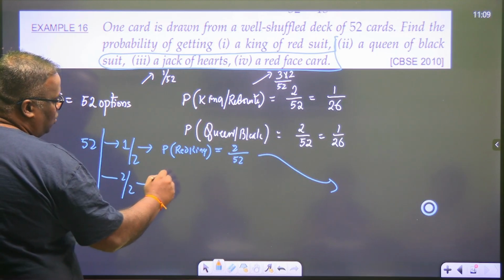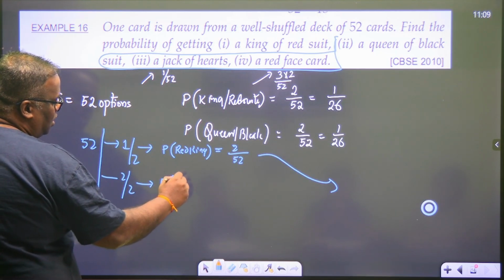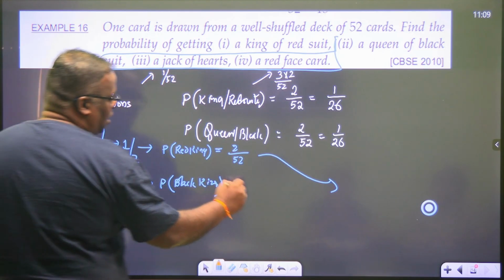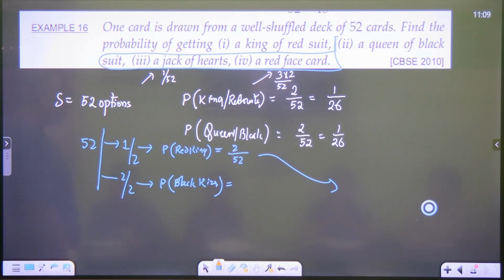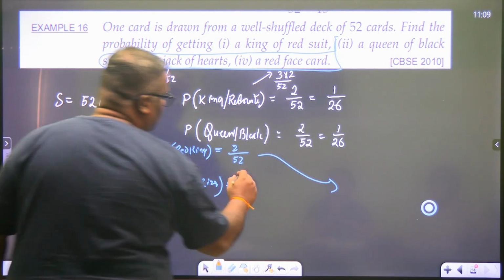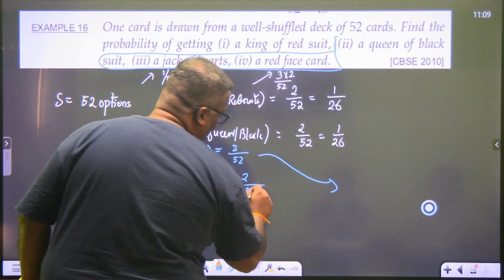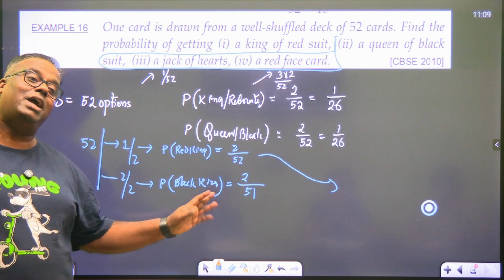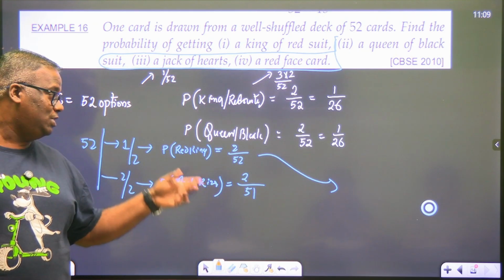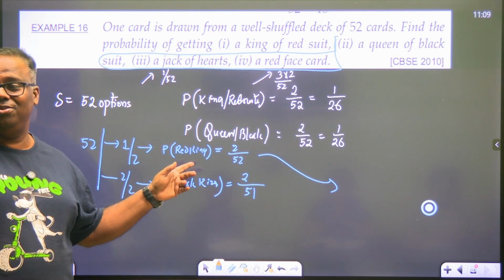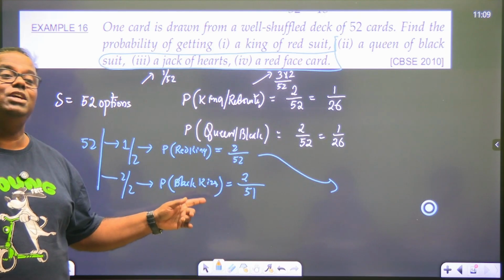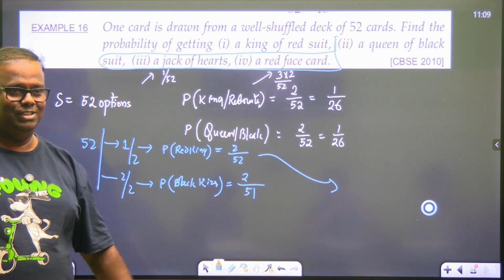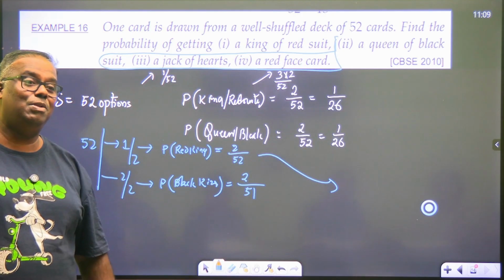I want the probability of getting a black king. Now, 2 by 51. This will be 2 upon 51 because now 51 cards are there. However, the two black kings are still in. What is the probability of getting a red king now? Then it will be 1 by 51 because one red king is already out. ये भी logic लगाना है.